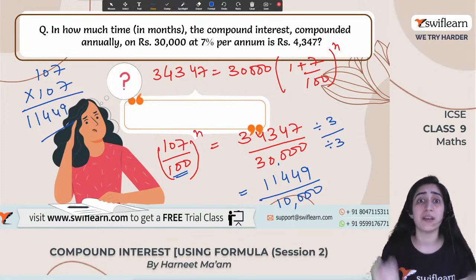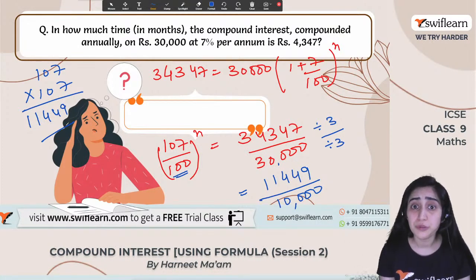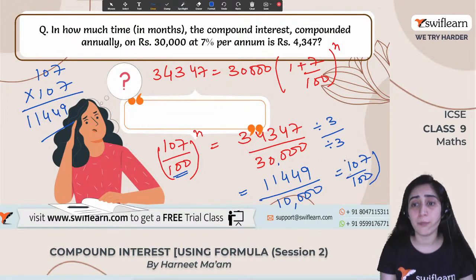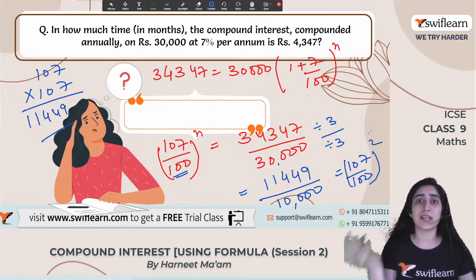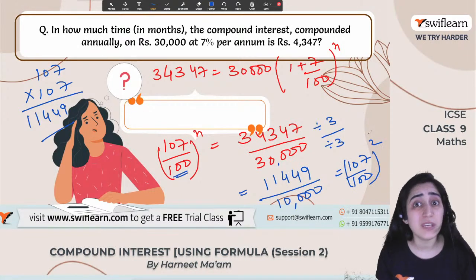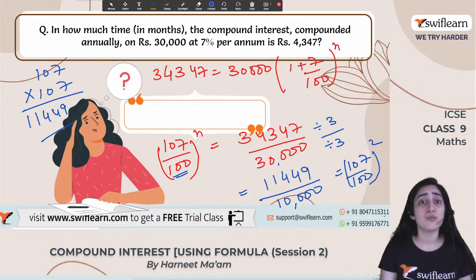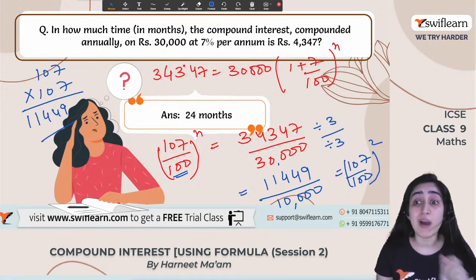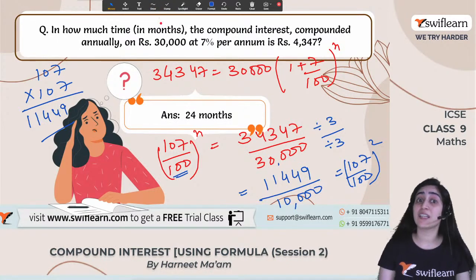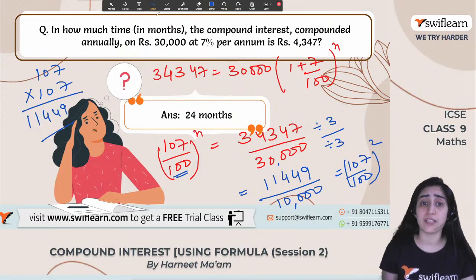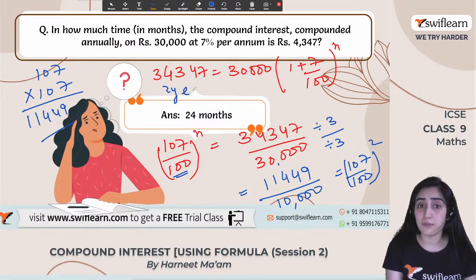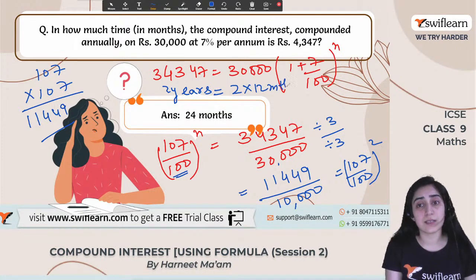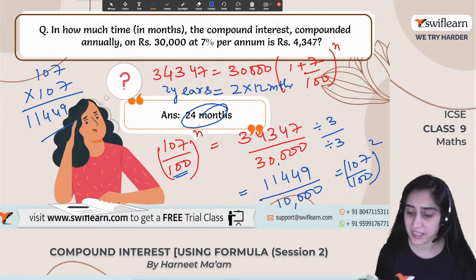So I know it's 107 to the power of 2. So now by this I get to know it's 107 by 100 to the power of 2. Now obviously when the bases are the same, the powers have to be equal. I know this. So n is equal to 2. So that should be the answer. Let's see, is that the answer? Yes. Now I was saying 2 years. The answer was asked in months. Simple as that. I know it's 2 years. Now 2 years is equal to 2 into 12 months. That becomes 24 months. Pretty easy.